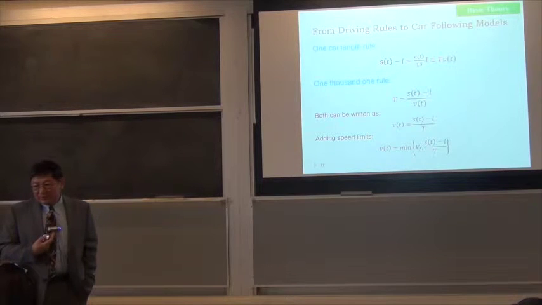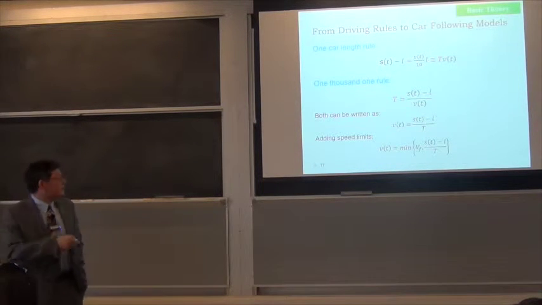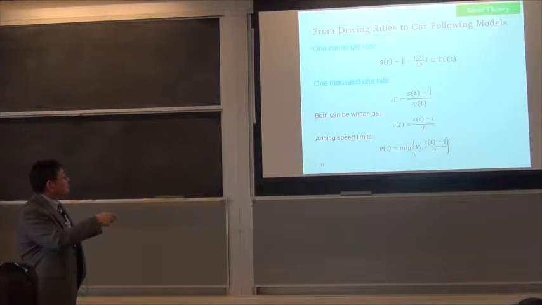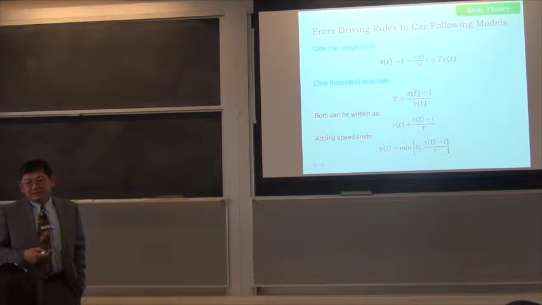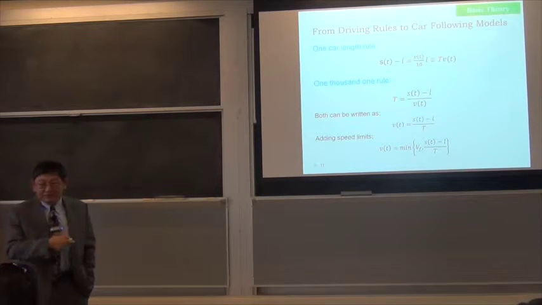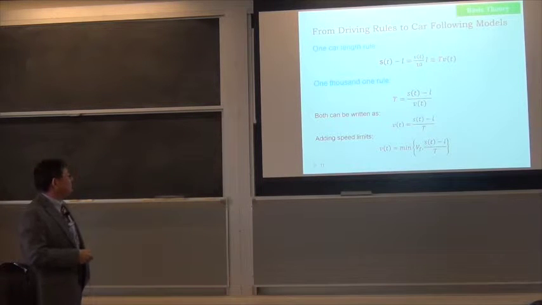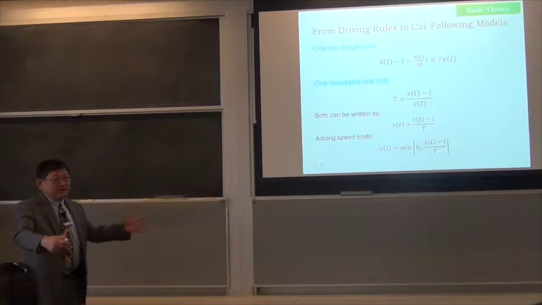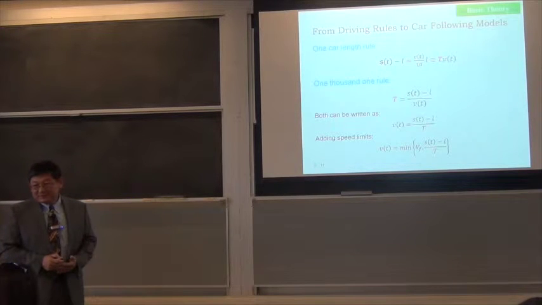I counting 1,000, 1,000, 2,000, 3. Although I use the same symbol, these two constants can be different. You can vary them, but for convenience, I just use the same symbol. And for both of them, if you rearrange terms, you can get this equation. It's the velocity you're driving depends on the time gap divided by a time constant.